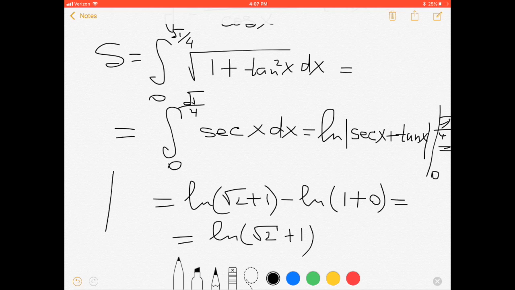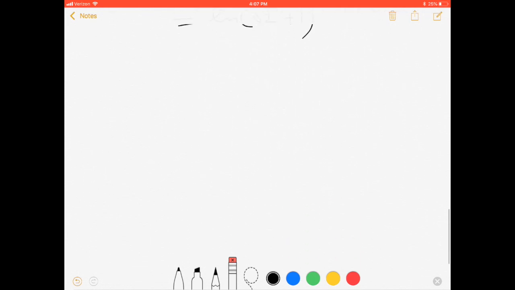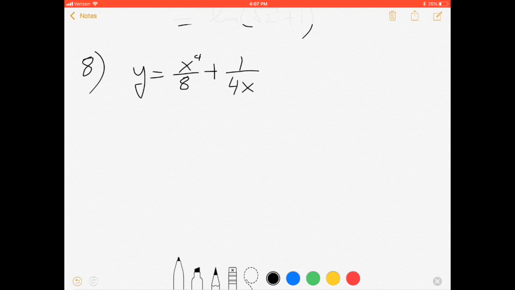Okay. Let's see more examples. One more example. Let's take example number 8 from your book. Our curve is y equals x to the 4th over 8 plus 1 over 4x squared. And here our interval is from 1 to 3. We need to find the arc length of our curve if x changes from 1 to 3.